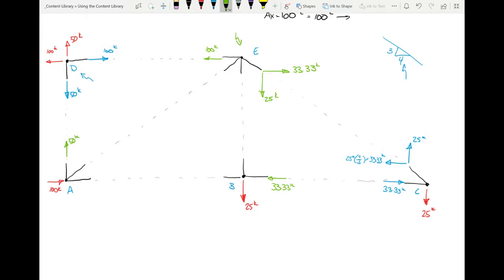Okay, just immediately transpose those. Then what I might do is, I'm lazy, I like to go to the easy problem. So let's do joint B. Okay, I got 25 down, 25 up, 33.33 to the left, 33.33 to the right. Boom, that joint's done.